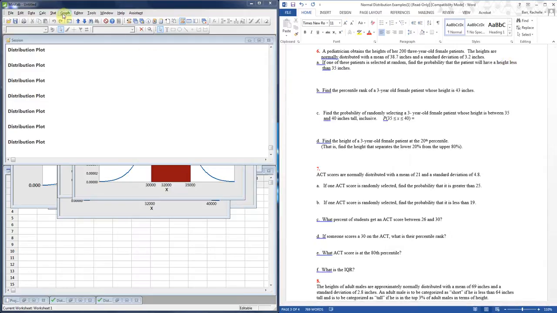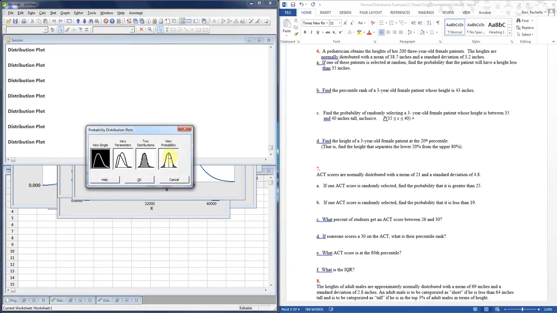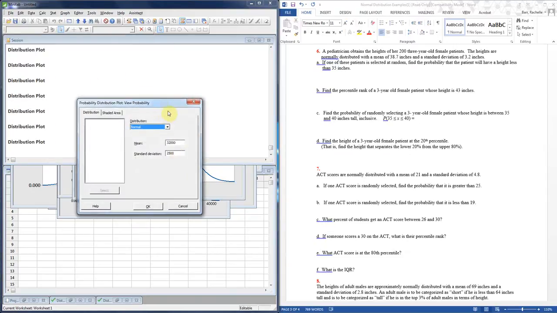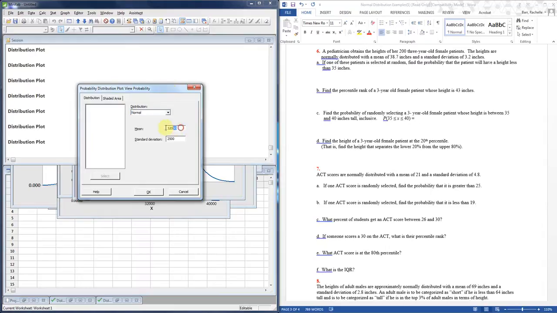Ooh, sorry. So I'm going to do a probability distribution plot, probability view, and I'm still dealing with a normal. I need to make my mean accurate.